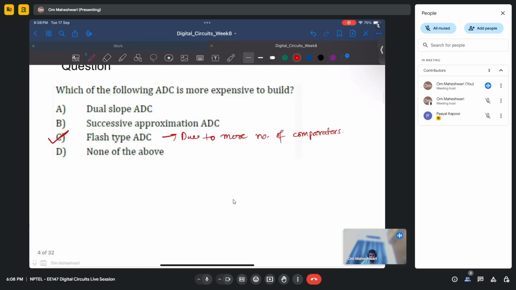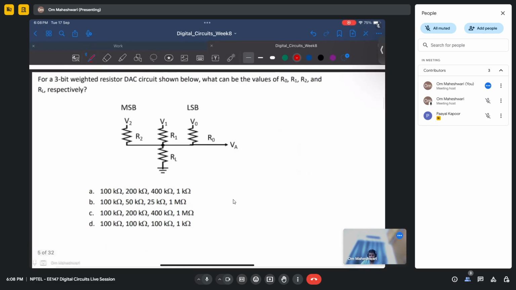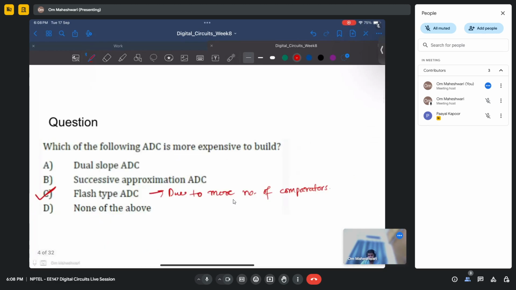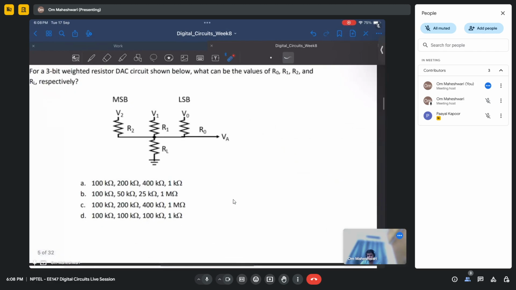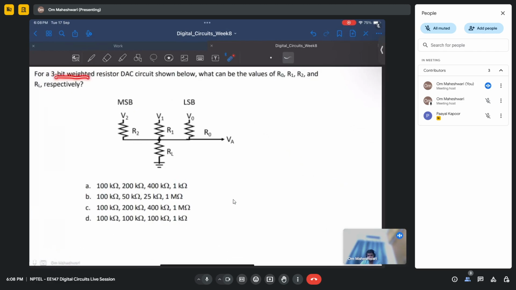Okay, so next question. For a 3-bit weighted resistor DAC, so this is a weighted binary resistor DAC, the circuit is shown below. What can be the values of R0, R1, R2, and RL respectively?